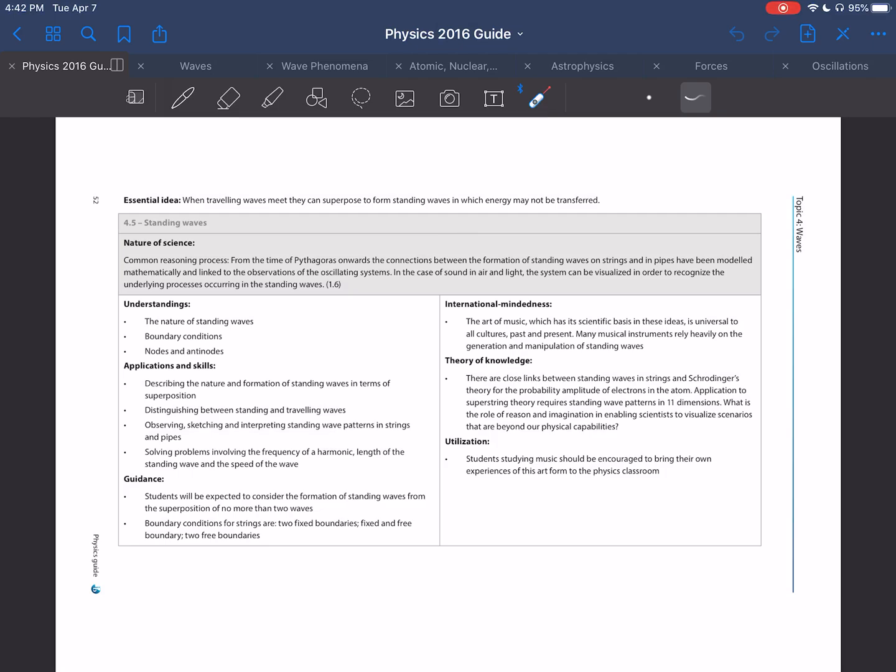Hello everyone. In this video, we will continue to consider topic 4.5 standing waves. In particular, we will consider observing, sketching, and interpreting standing wave patterns in strings and pipes, and solving problems involving the frequency of a harmonic, length of the standing wave, and the speed of the wave.